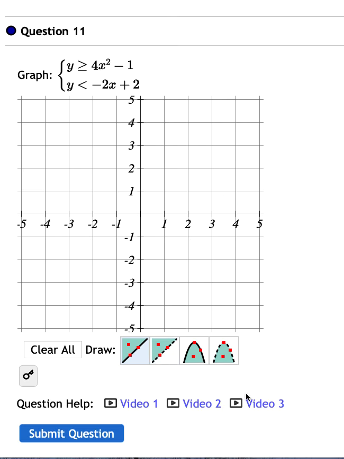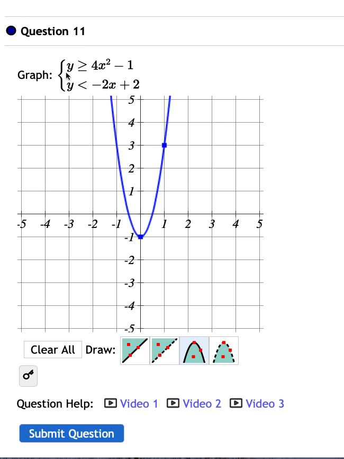So to graph these, for this first one, I'll choose the parabola with the solid boundary because it has an equals. It would be shifted down 1 unit, so there's our vertex, and then stretched by a factor of 4, so instead of going up 1, it'll go up 1, 2, 3, 4 to there.